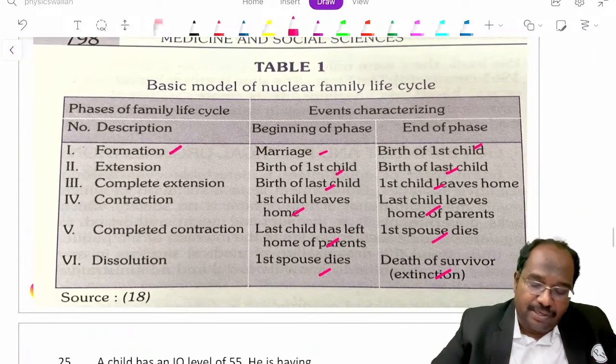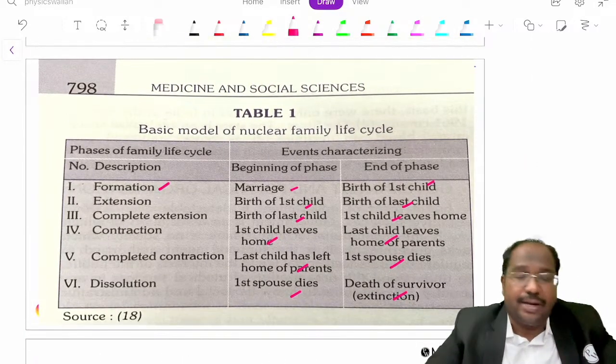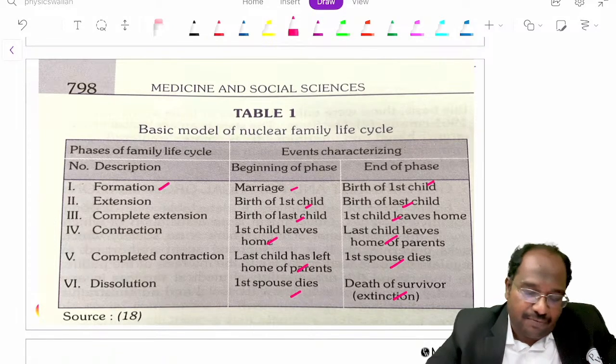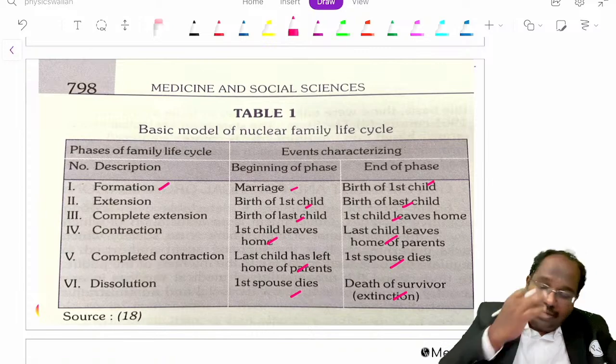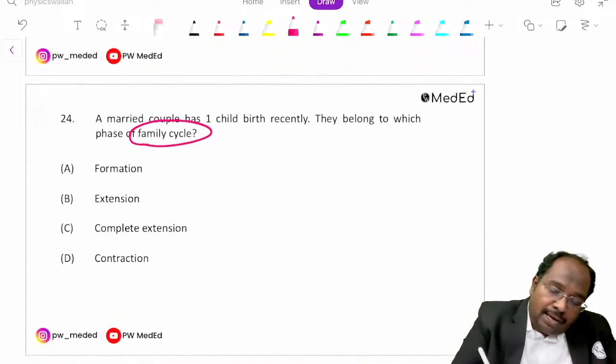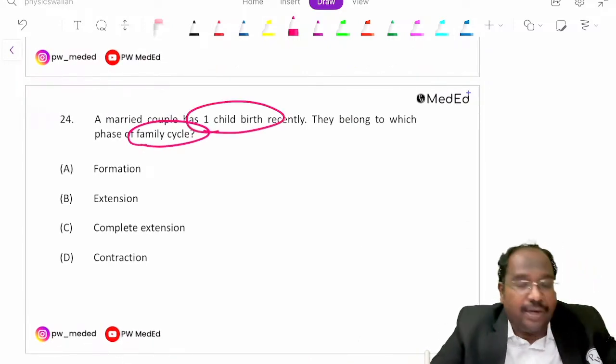This is the image from the textbook of Park, and we are getting this question, not only in your exam but even in the INI exam. Now answer this. What is the answer here? We'll go back to the question. The couple has had one childbirth recently. Then what is the answer?